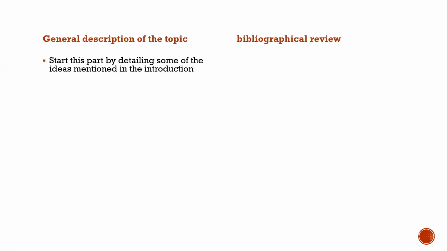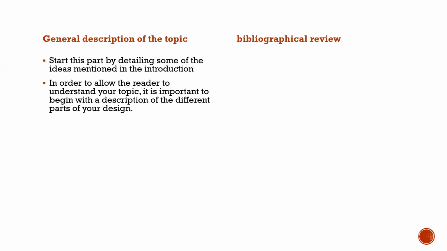So in the general description of the topic, you are going to begin by detailing some of the ideas that you mentioned in the introduction. In order to allow the reader, that means us, to understand your topic, it's very important to begin with the description of the parts of your design. So I don't want only to see your objective. I also want to see your machine or your design.